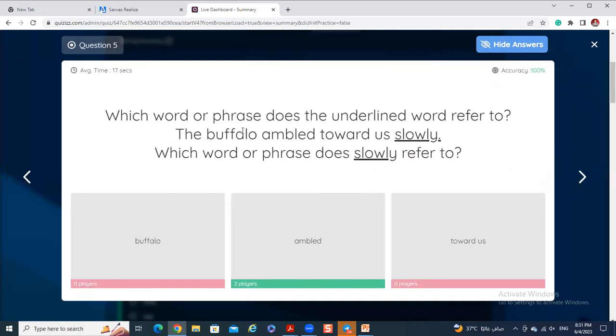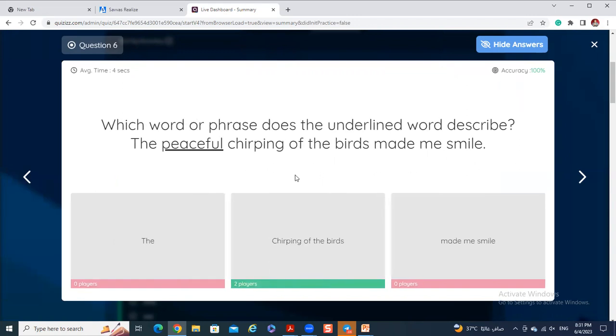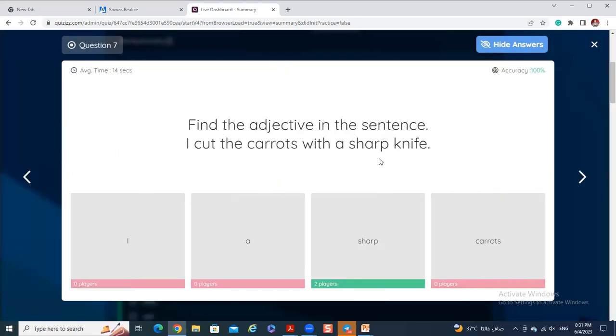Which word or phrase does the underlined word refer to? "The buffalo ambled toward us slowly." Slowly is an adverb that modifies ambled, the verb. Again, which word or phrase does the underlined word describe? "The peaceful chirping of the birds made me smile." So here, peaceful is an adjective that modifies chirping. Find the adjective in this sentence. "I cut the carrots with a sharp knife." Sharp is an adjective that modifies knife.